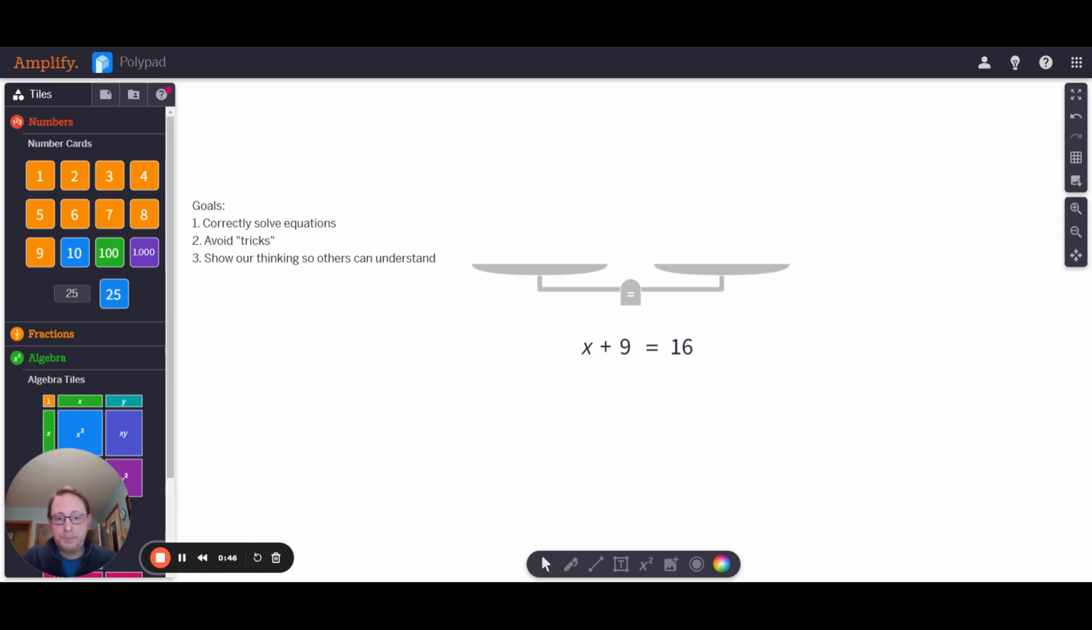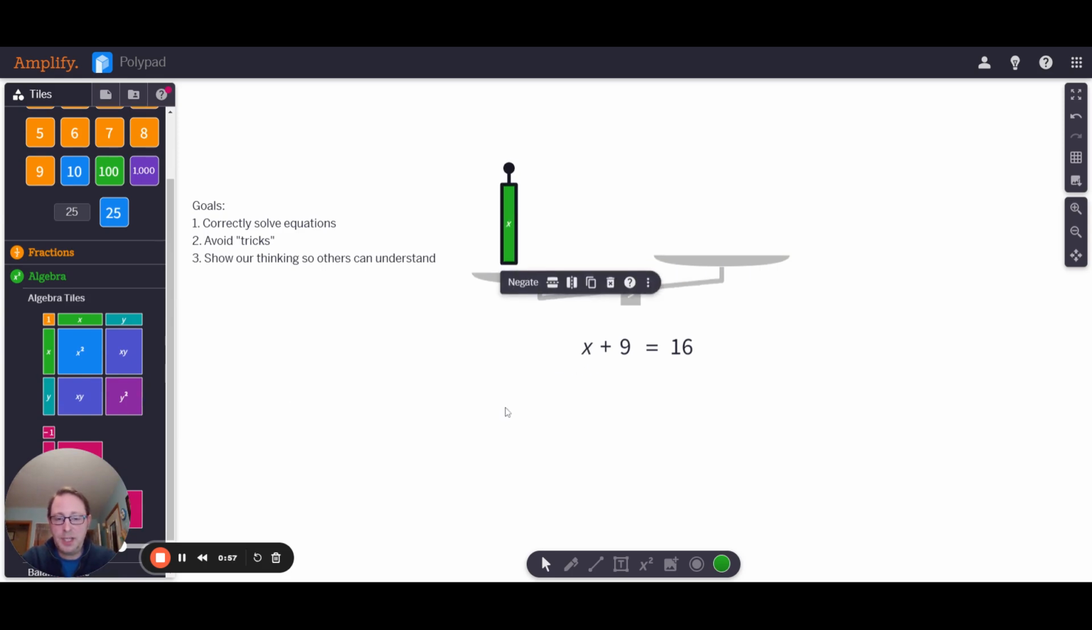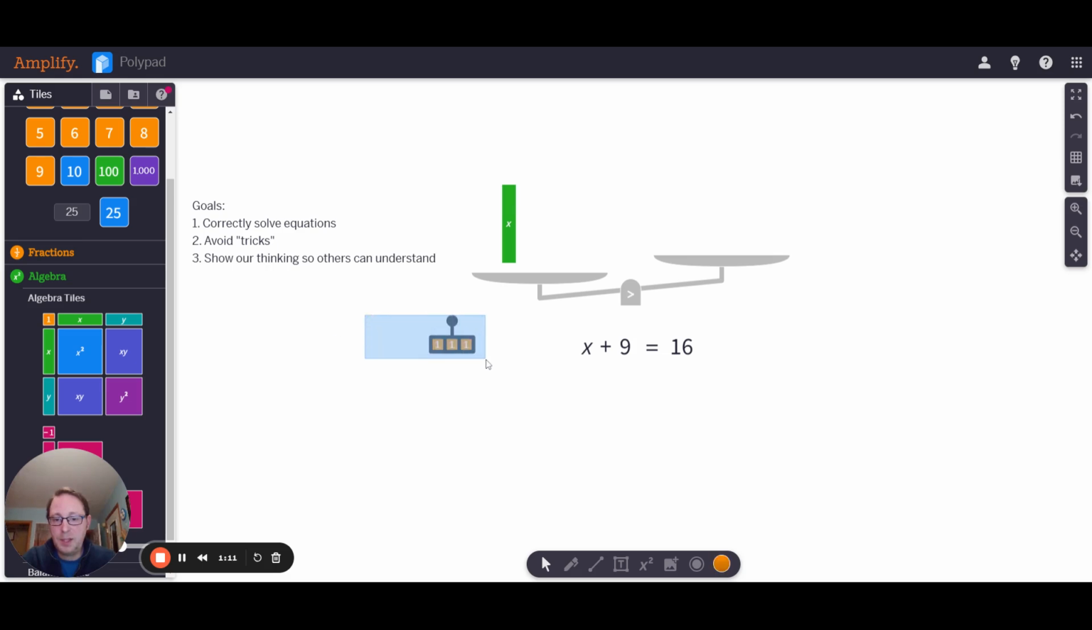Okay. So, the first thing I'm going to do is to actually pull out an x. Here we go. There's that x plus 9. So I need 9 positive tiles. Right? And you can pull these out like this. You can also select them. I went like that. Some of you remember this. And copy so that I have 9 tiles.